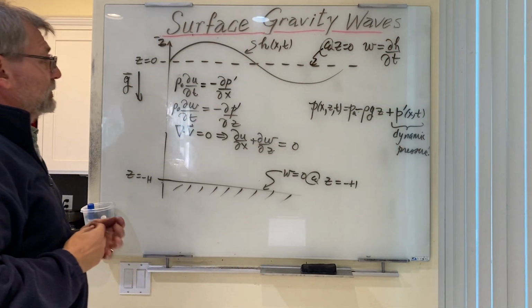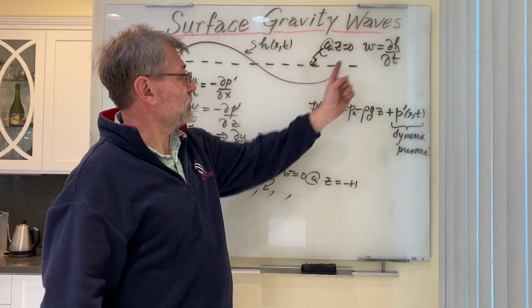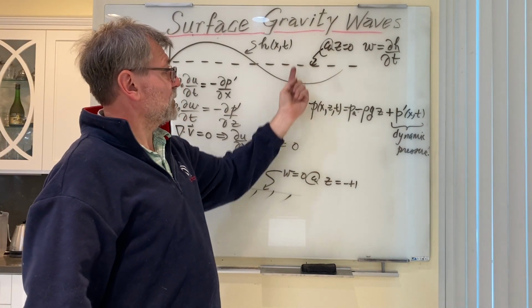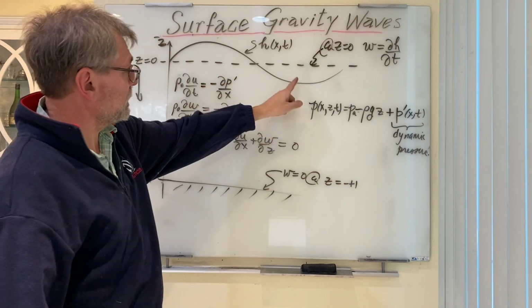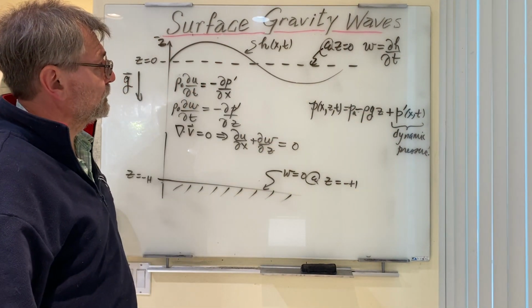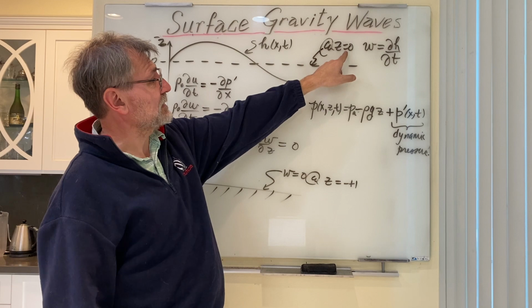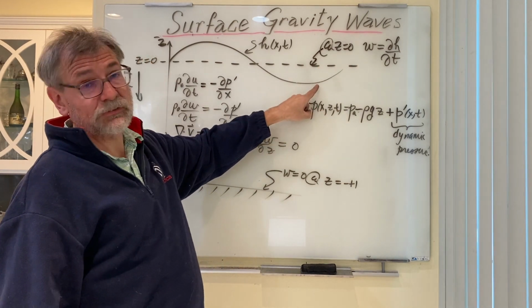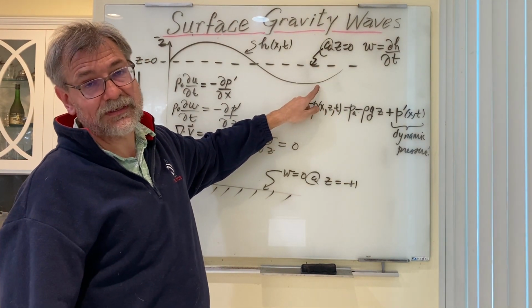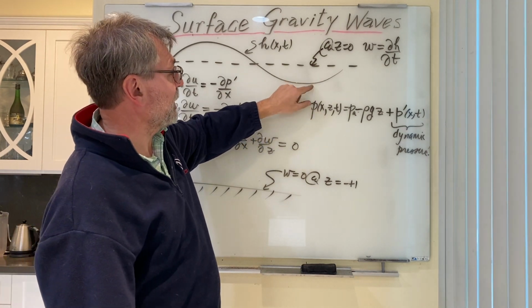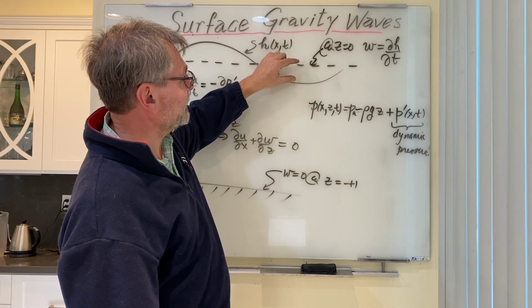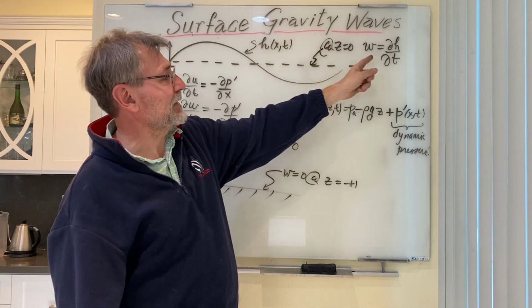Right, so the vertical velocity is the rate of change of the position of the particles in the vertical direction, which is just dh dt. H is the position of the particles at the surface. We apply the boundary condition at z equals 0, not at z equals h, and that's consistent with the approximation that the amplitude of the waves is small. So if the waves are small, then the difference between h and 0 is negligible.